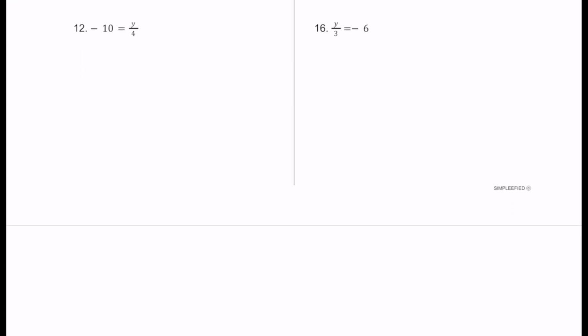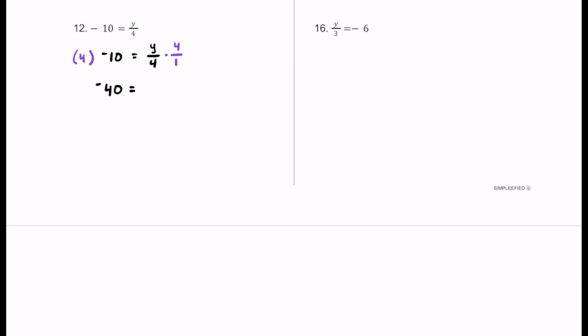For number 12, we have negative 10 is equal to y divided by 4. Okay, so what's the opposite operation for dividing by 4? It's going to be multiplying by 4. So let's multiply by 4 on the right side and multiply by 4 on the left side. On the left side, 4 times 10 is 40, so 4 times the opposite of 10 should be negative 40.